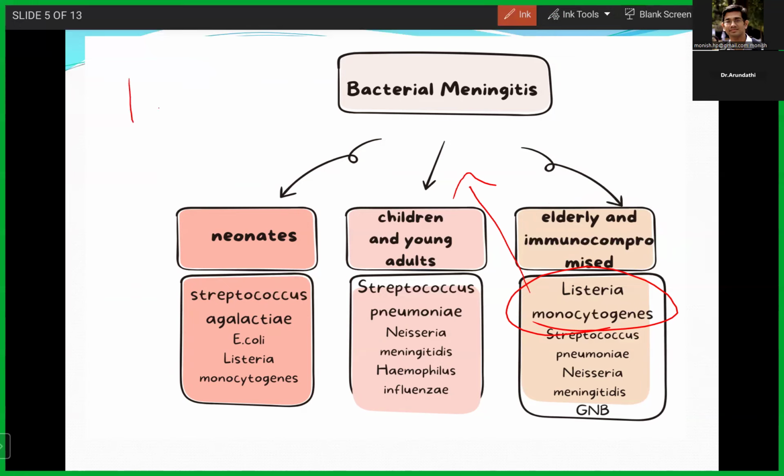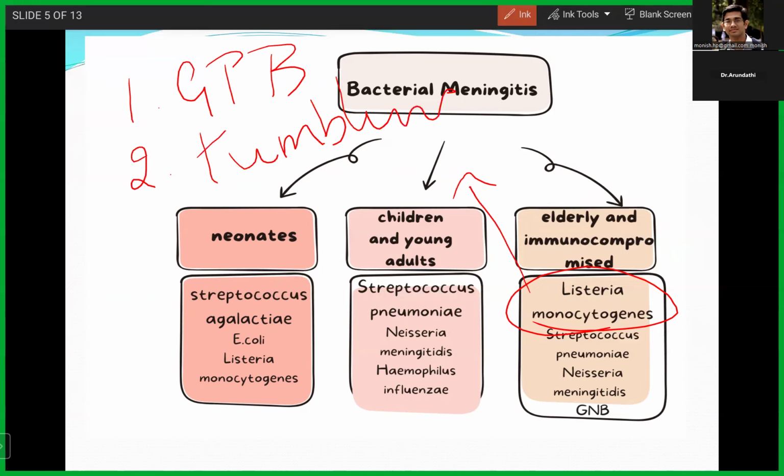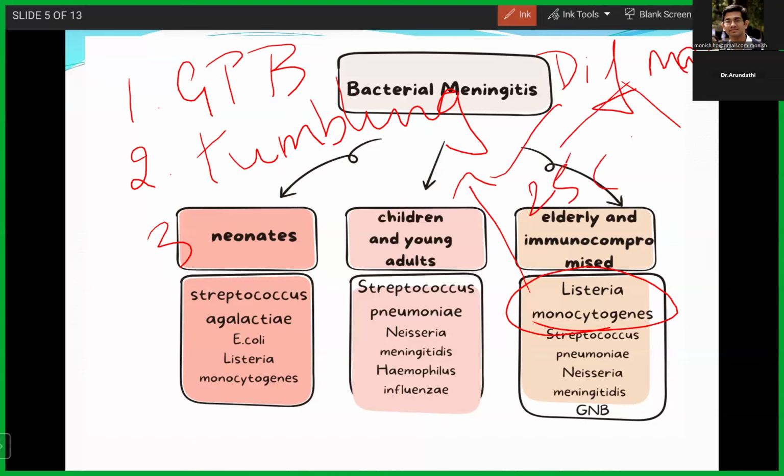The very first thing is it is a gram-positive bacilli. The second thing is it is a motile gram-positive bacilli with what is called tumbling motility. The third thing is very, very unique for this organism along with a few others, what is called differential motility. So differential motility is they are motile at a particular temperature but not motile at another temperature. This is called differential motility.